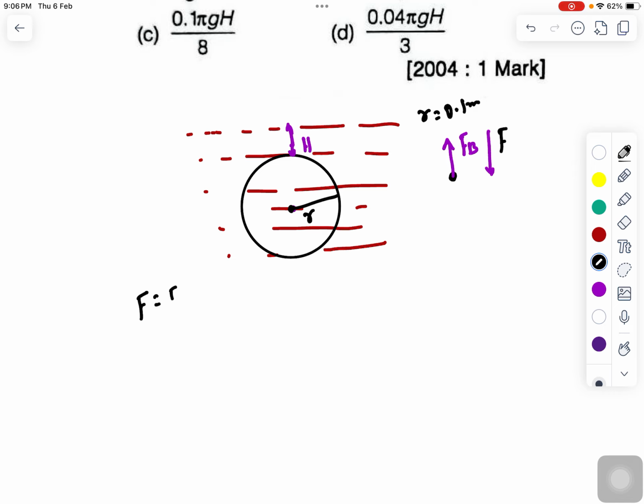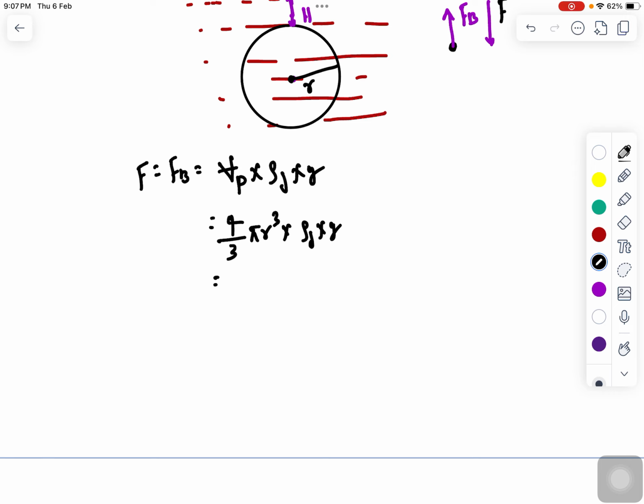So F will be equal to F buoyancy in magnitude, and that will be equal to the volume of the object that is submerged times the density of the fluid times g. Since this object is completely submerged in the liquid, the volume of the object is the whole volume. So that will be equal to 4 by 3 pi r cubed multiplied by the density of the fluid times g. The fluid is water, so that will be equal to 4 by 3 into pi multiplied by 0.1 whole cubed into obviously 1000 multiplied by g. So this will get cancelled out, so that can be written as 4 by 3 pi g, right?